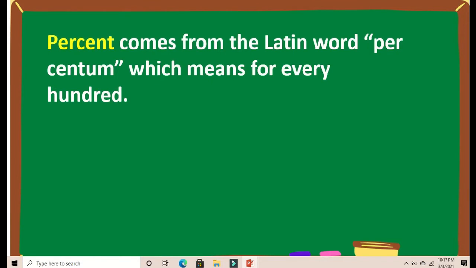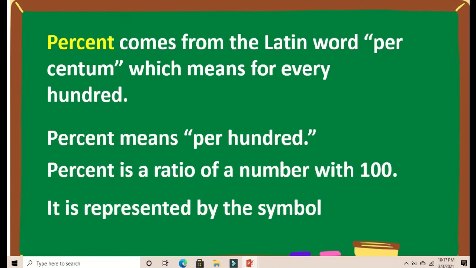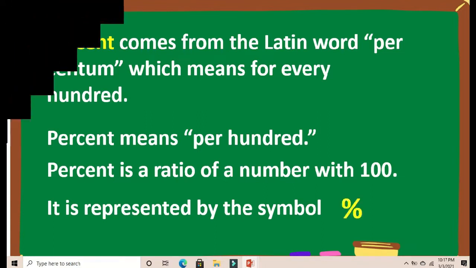Percent comes from the Latin word percentum, which means for every 100. Percent means per 100. Percent is a ratio of a number with 100. It is represented by the symbol %.